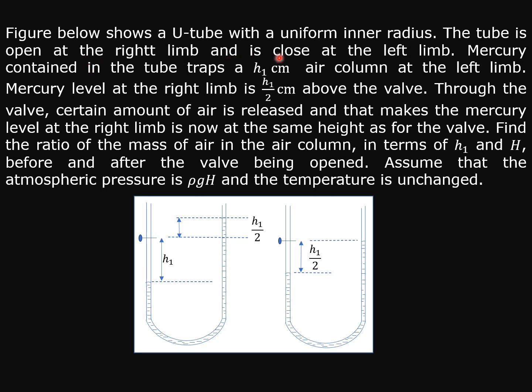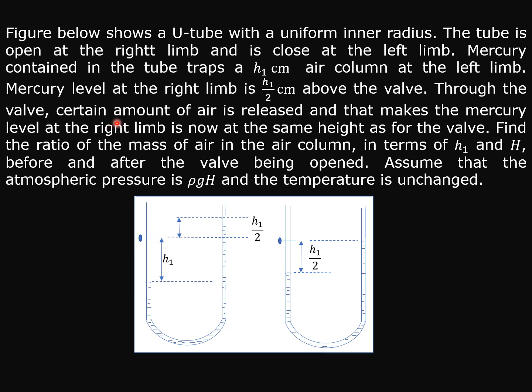Figure below shows a U-tube with a uniform inner radius. The tube is open at the right limb and is closed at the left limb. Mercury contained in the tube traps an H1 cm air column at the left limb. Mercury level at the right limb is half H1 cm above the valve.